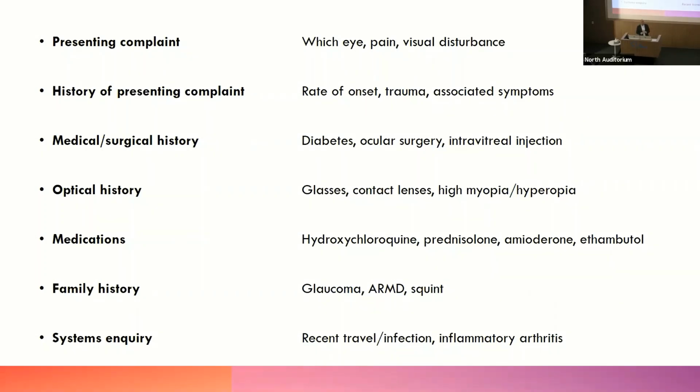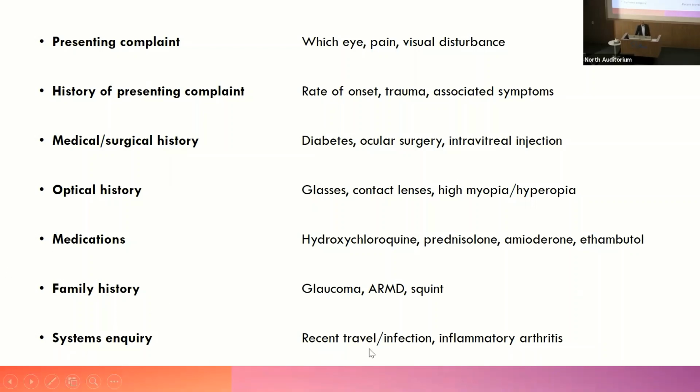For medical surgical history, diabetes is really important because of diabetic eye disease, which is kind of its own thing. And have you had surgery recently or an injection in the eye recently? Because they're risk factors for infection. So acute red eye after recent surgery or recent injection, that's an infection until proven otherwise. Family history: glaucoma, age-related macular degeneration, that's what ARMD stands for. That's an important cause of chronic progressive visual loss. And squint or strabismus, when someone's got an eye that's deviated. All of those things can run in families.